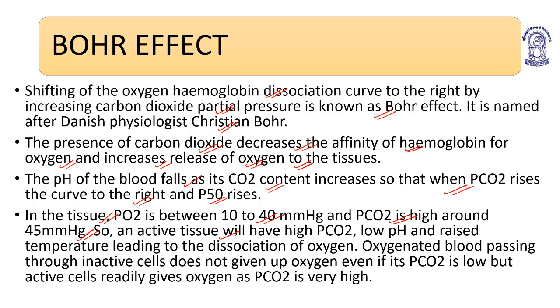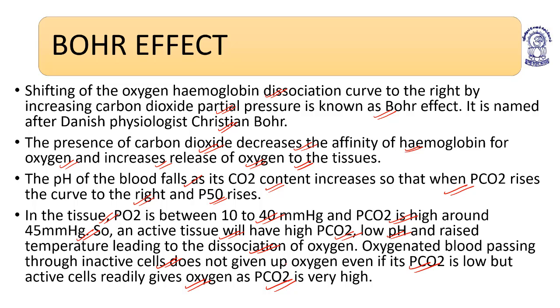So an active tissue will have high PCO2, low pH, and raised temperature, leading to the dissociation of oxygen. Oxygenated blood passing through inactive cells does not give up oxygen even if its PCO2 is low. But active cells readily give up oxygen as PCO2 is very high. At the level of tissue, the partial pressure of oxygen is 10 to 40 millimeters of mercury and PCO2 is very high, around 45 millimeters of mercury.